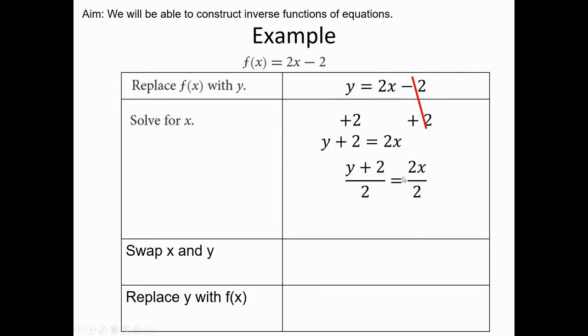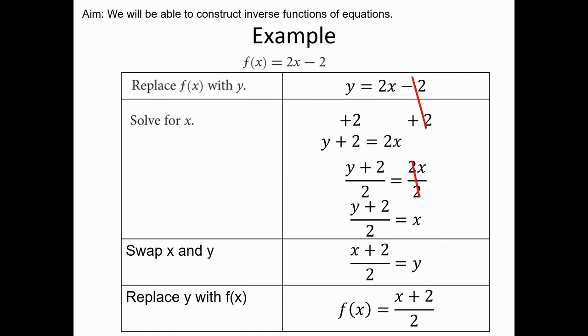Because the whole point is 2x means 2 times x. And I'm going to divide and get rid of those 2's. On the left side, this whole thing that's happening, I'm just going to leave it as it is. So now we have y plus 2 over 2 equaling x by itself. Now remember, the whole reason we did this is so x is going to be by itself. Because now I can take the x and the y and swap it. So now it's y equals x plus 2 over 2. And the final thing we're going to do is replace y with f of x. And this is our inverse right here.